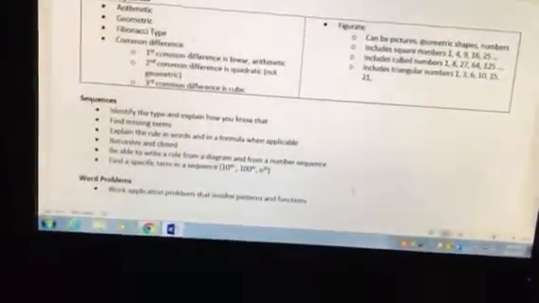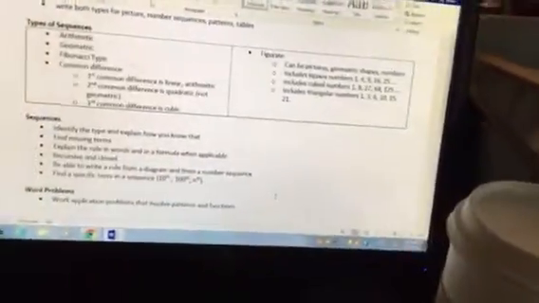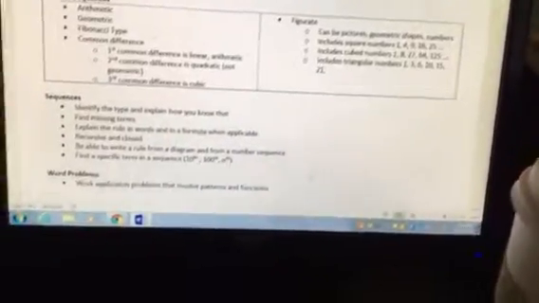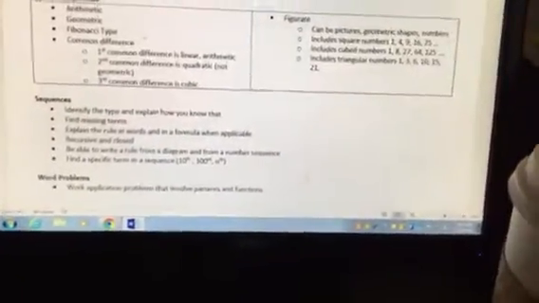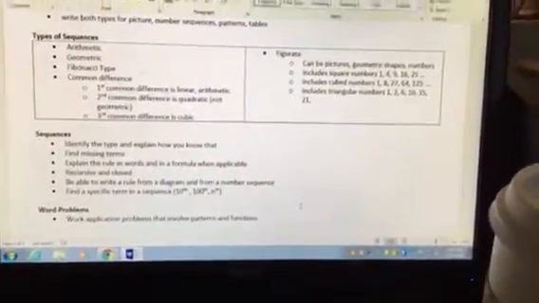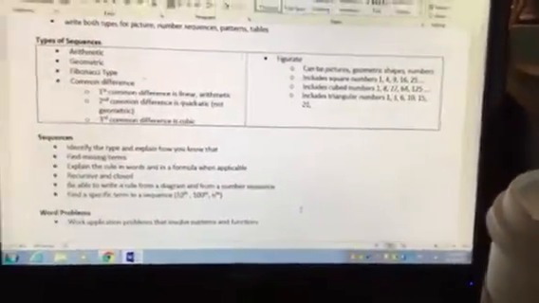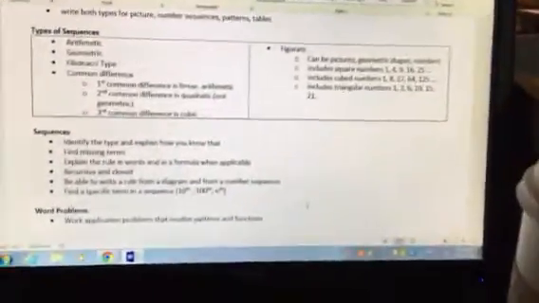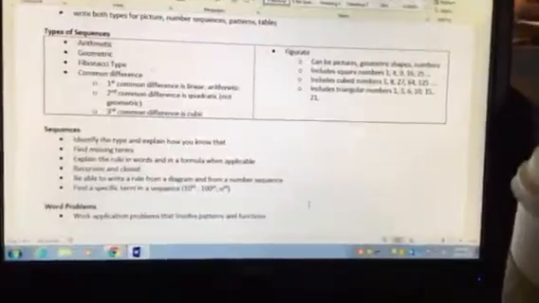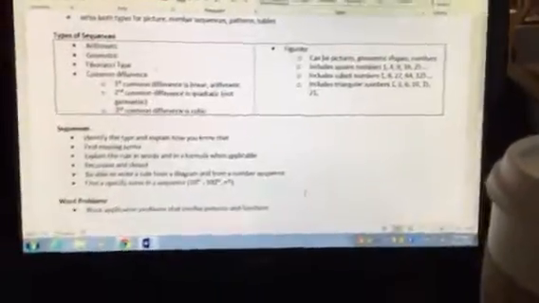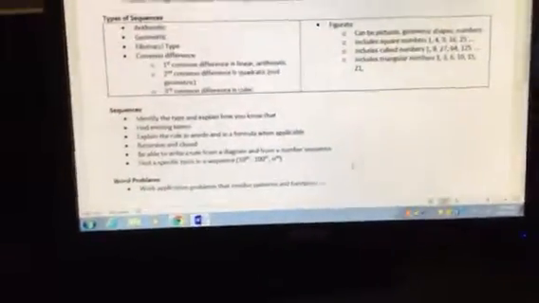There's a few there that we talked about in class that you kind of want to know about. Sequences. I find missing terms in a sequence. If we say here's a geometric sequence and I got some blanks in there, be able to find the terms in the blank. I need to show you a little bit about geometric still. Something just popped in my head there. Find the missing terms. Explain the rule in words with a formula. That's the A sub n term. There's recursive and closed. And be able to write the rule. Find the specific term. Some word problems, maybe some word problems that involve patterns and functions.